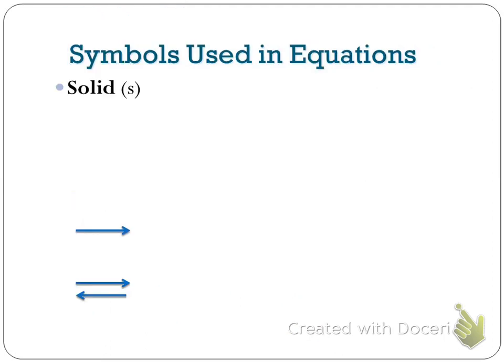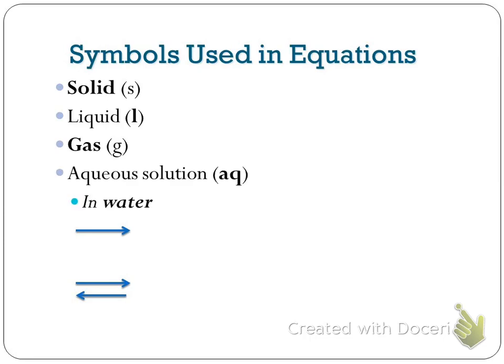A symbol with just an S in parentheses, that means we're talking about its state, right? And so an S in parentheses would mean that it's a solid, right? An L in parentheses would mean that it's a liquid, okay? A gas would mean that it's a gaseous state. And an AQ might be a little bit new for you. AQ means that it is aqueous.